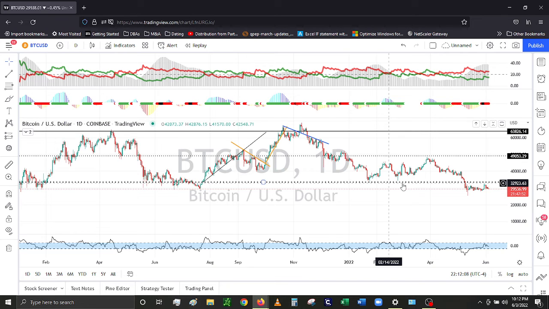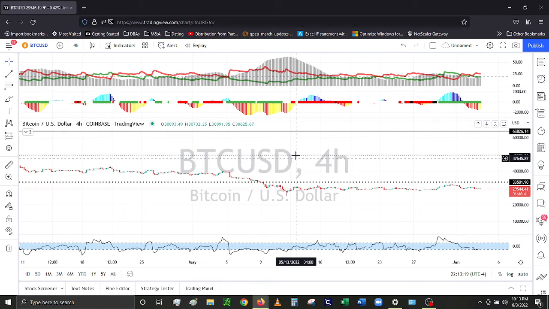Like there was a squeeze here, right? The squeeze is over. It barely triggered. There's barely any volatility, not much momentum. So it's just kind of consolidating.